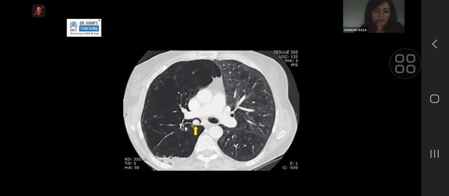The other lesion to consider within the lungs when you think of tumors is endobronchial tumors. So this is an endobronchial tumor.